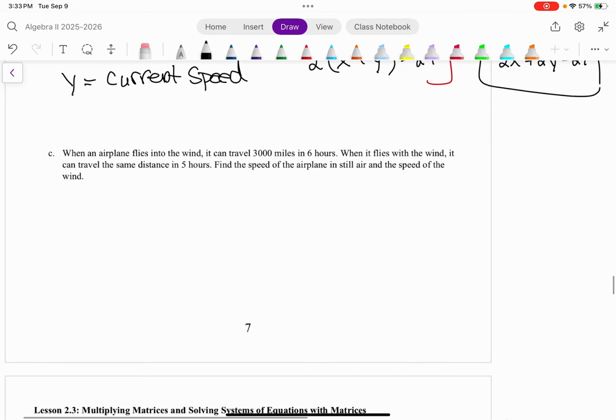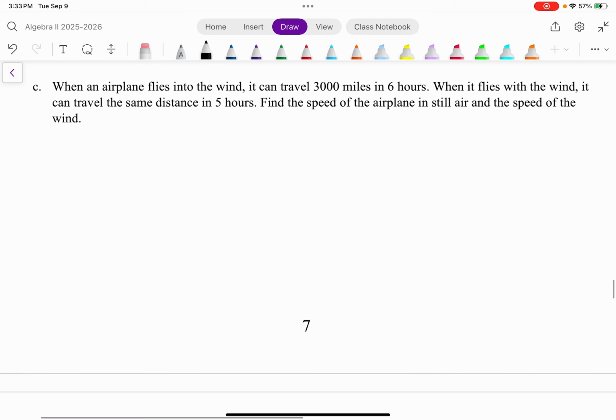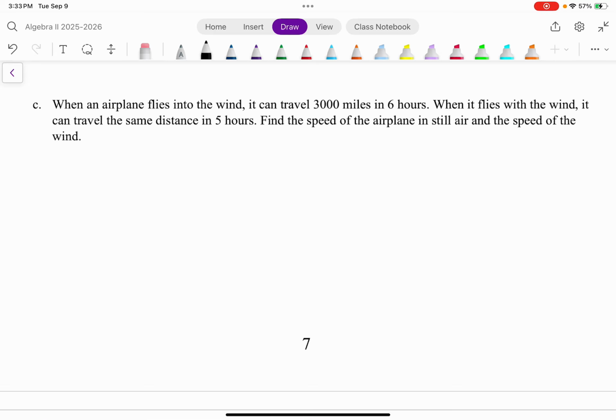All right, the last one, this one is working with airplanes. When an airplane flies into the wind, it can travel 3,000 miles in 6 hours. Into the wind means the wind is pushing against you. So that means it's going to be taking away from your speed.